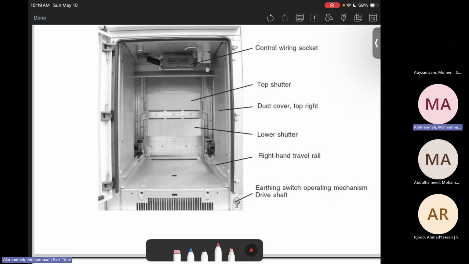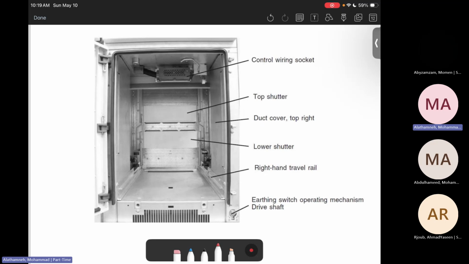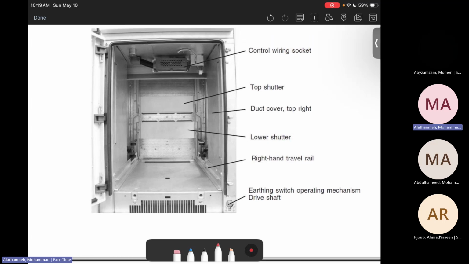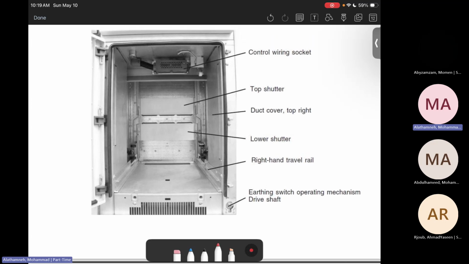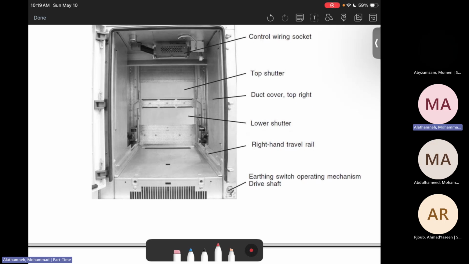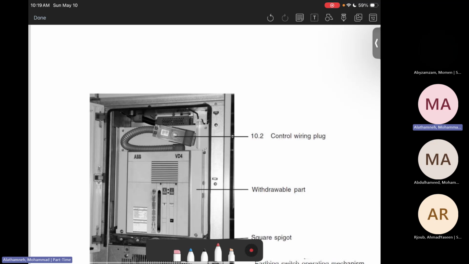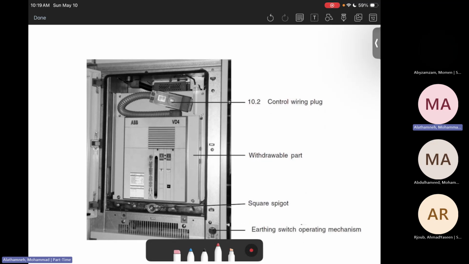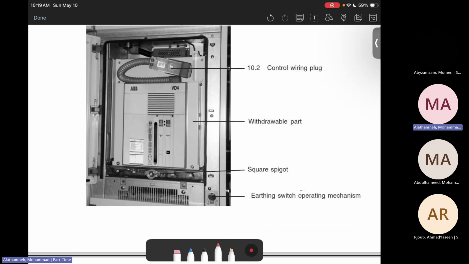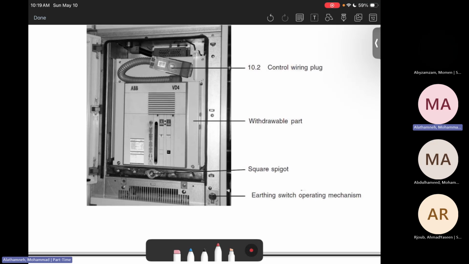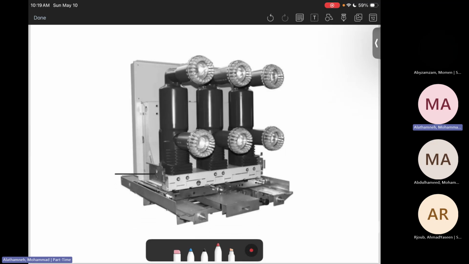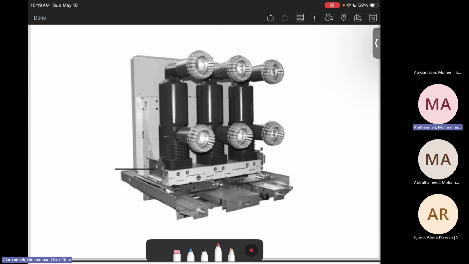That's where we install it. You will see the controlling wiring sockets, the top shutter, the duct cover, top right, lower shutter, right hand travel rail, earth switch operation mechanism and drive shaft. Then here in the back, you will see the control wiring block, with the drawable part, square spigot, earthing switch operating mechanism. Then this is how it looks.